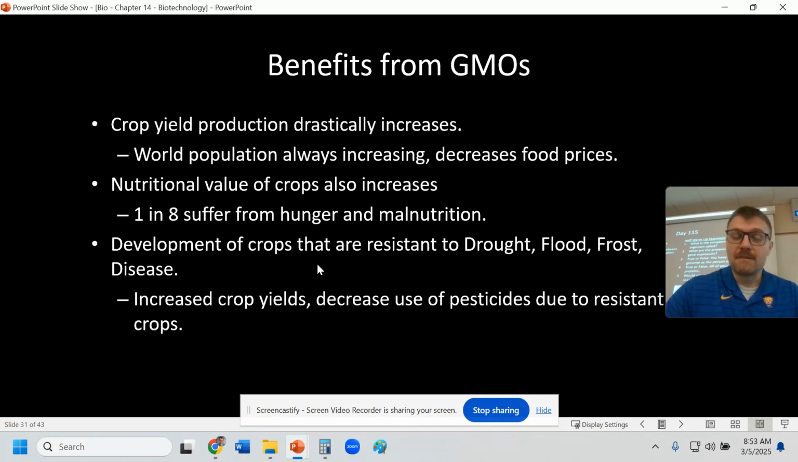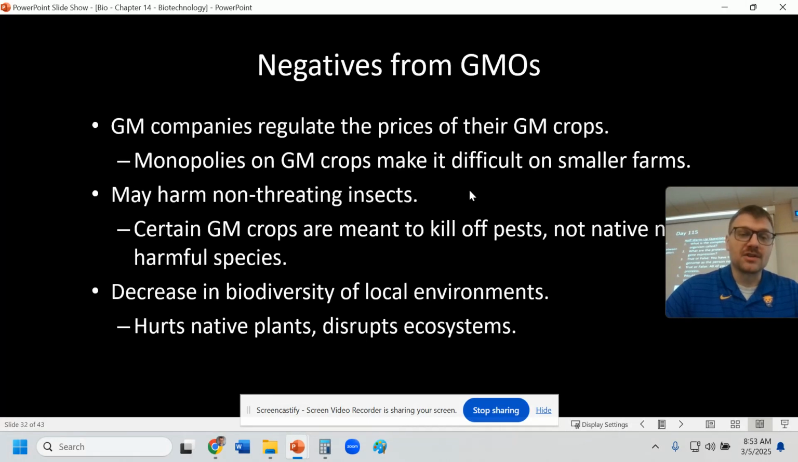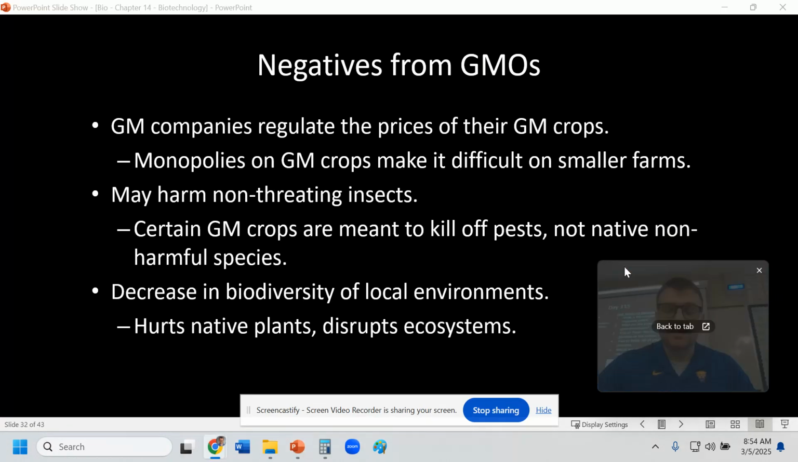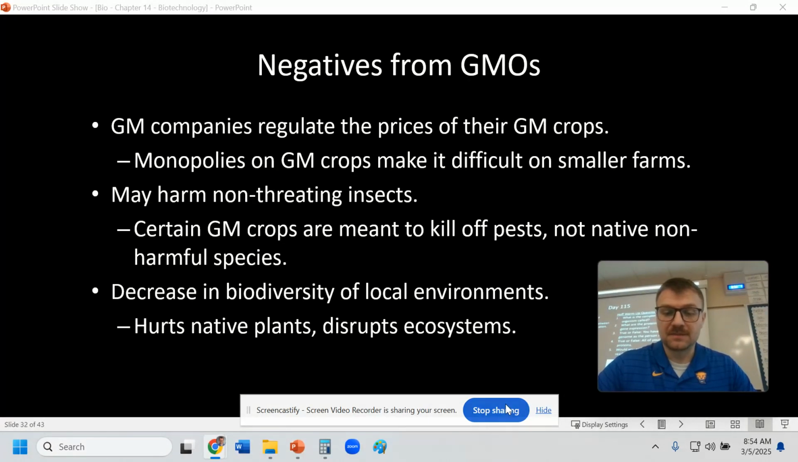Benefits are obviously better yields of crops, more nutritional values of crops, or crops that are resistant to droughts, floods, frost, and diseases. But there are also some drawbacks. These genetically modified companies that own patents on the genes really make it harder on smaller farms, and these GM crops also may harm non-threatening insects. And this can again lead to biodiversity drops, which is not good for environments. They can also lead to problems in the ecosystems here, as you can see. So we have to understand the benefits and the drawbacks of using these GMOs.